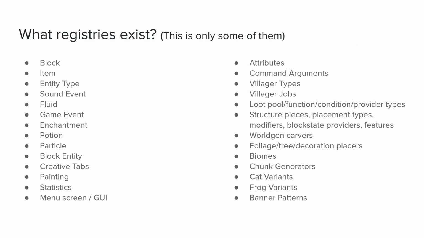Here are some examples of registries that exist in Minecraft. Any of these things, if you wanted to add them, you need to register them. There are a lot of things, but blocks, items, and entities are the most common ones. Block entities, biomes, structures.